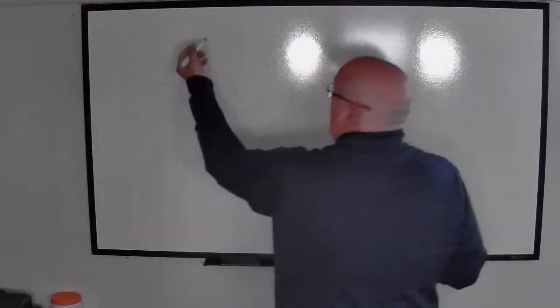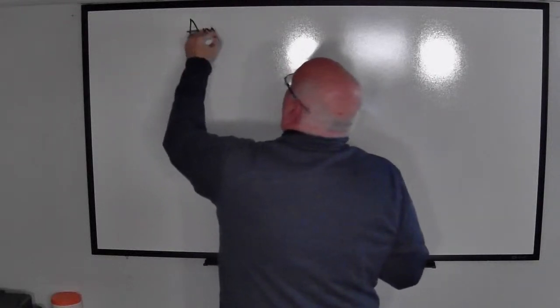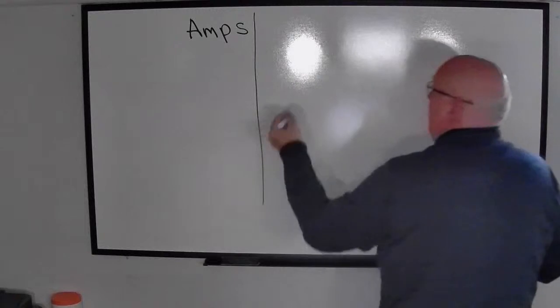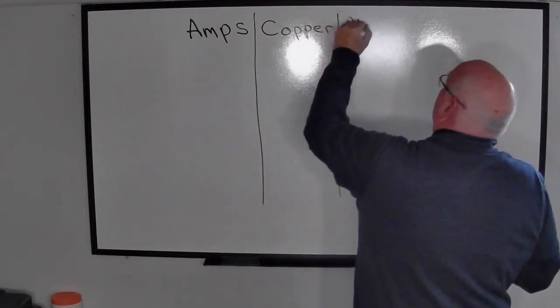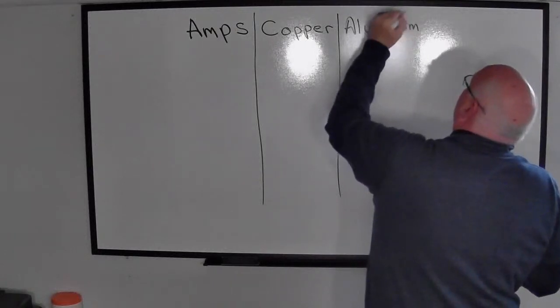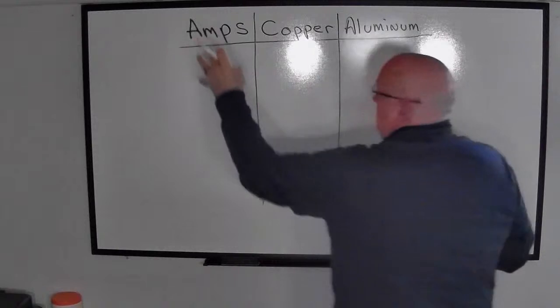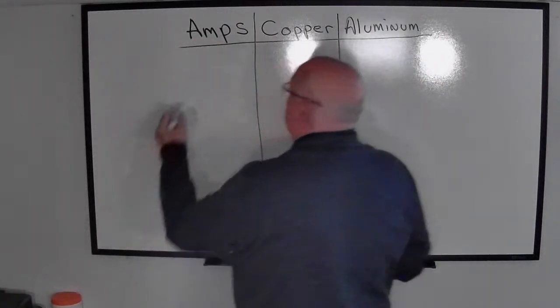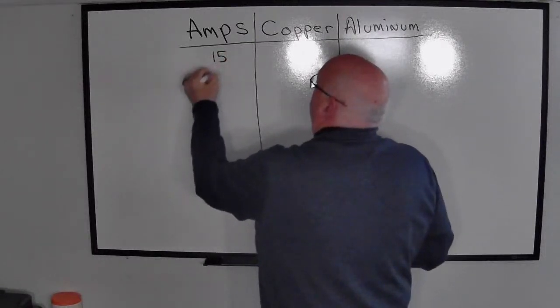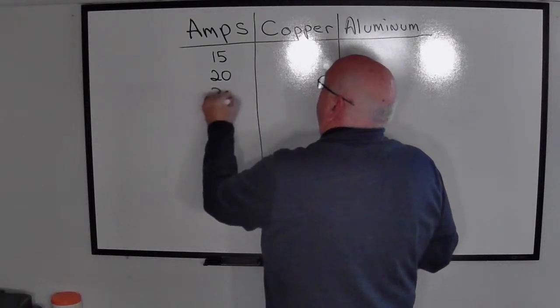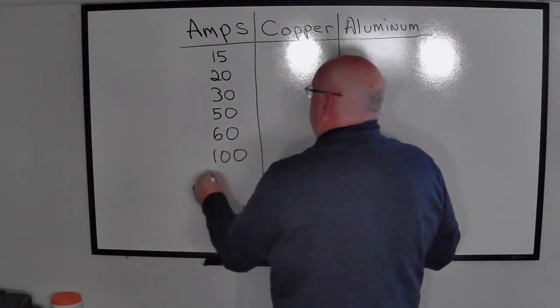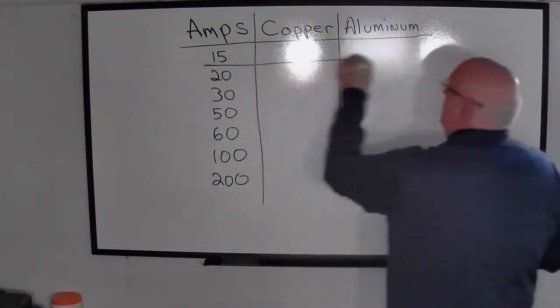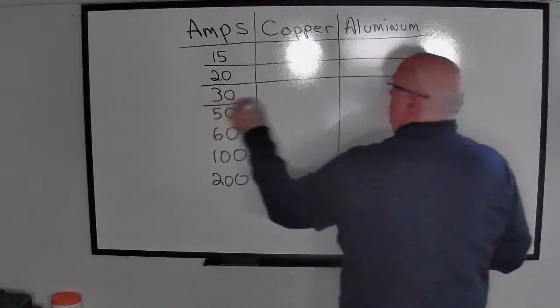All right. I like to encourage people to make a chart. The first thing we should be doing is three different columns. The first column is going to be amps, and then we're going to put copper, and then aluminum. The amps are pretty much going to be our breaker sizes when we deal with this. The most common breakers we're going to run into are 15, 20, 30. We're going to jump up to 50, 60, 100, and 200.